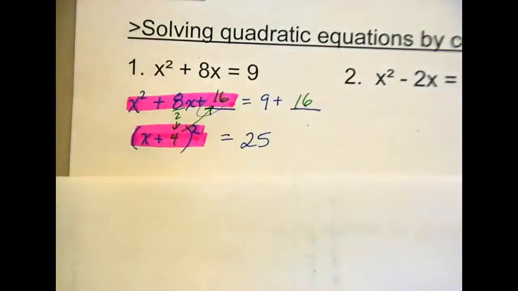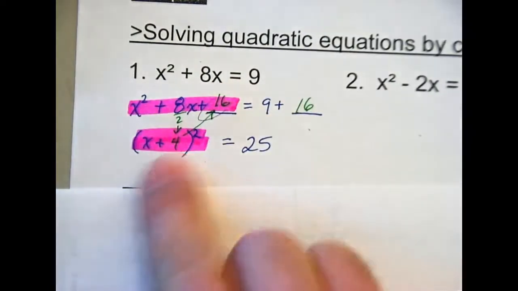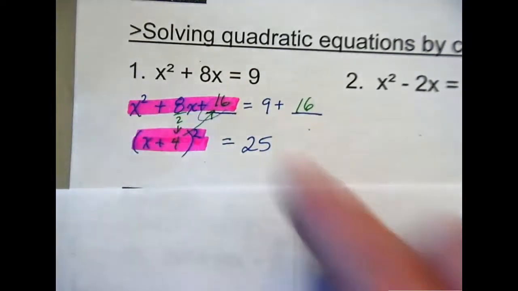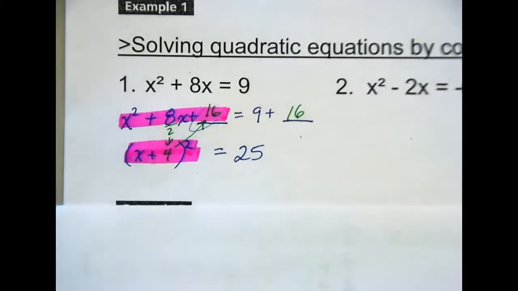I no longer am dealing with any of this stuff up here. This thing compacted is that. If I were to multiply x plus 4 quantity squared out, I would be back at this. That's the point of completing the square, is to get it to this form. Okay? Solve it from there now.